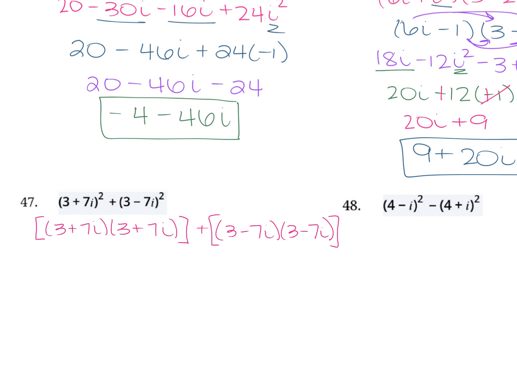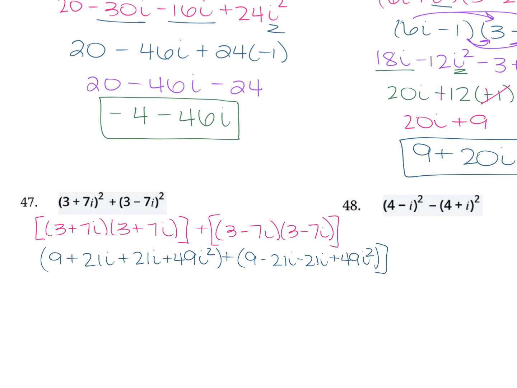So the 3 times 3 on the left is going to give you 9. 3 times 7i is 21i. 7i times 3 is 21i. And then 7i times 7i is 49i squared. This is going to be added with the 3 times 3, which is 9, minus 21i minus 21i plus 49i squared.